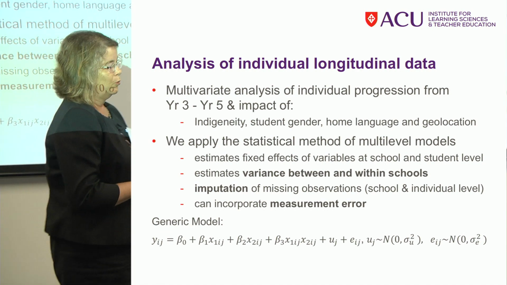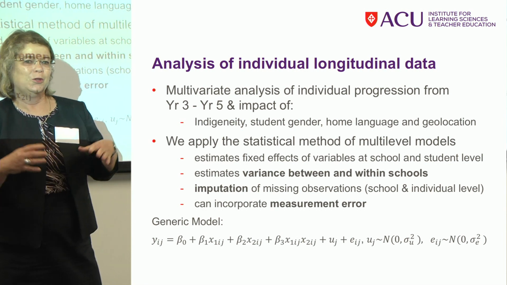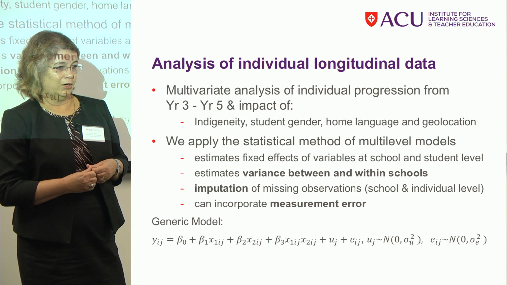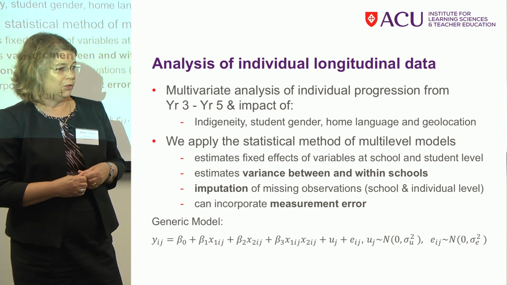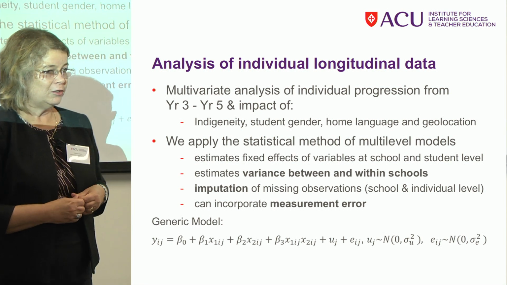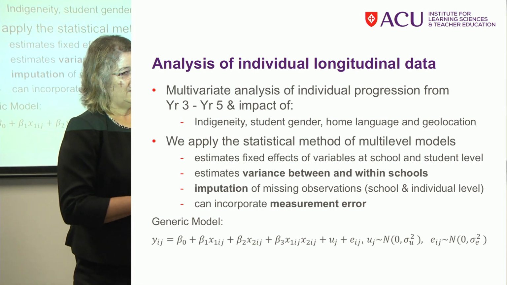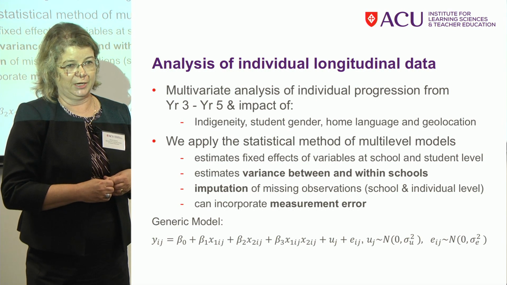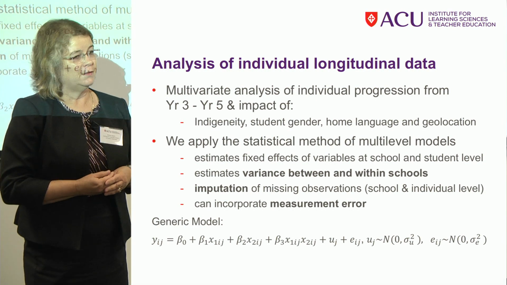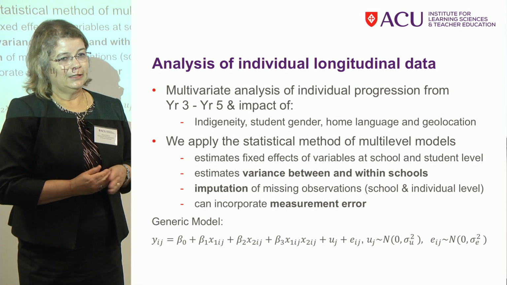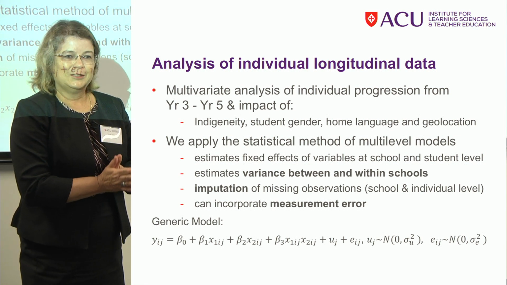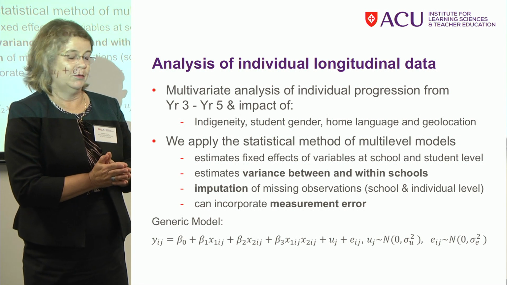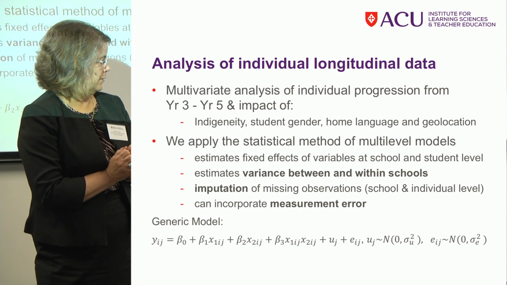we can also incorporate measurement error. So when the total score is estimated for reading and writing, this is computed from the various items that are tested, and there's measurement error involved with combining those items, so that's another source of variation. So we can control for all of these sources of variance and then estimate the factors that affect the growth in scores and achievement for individual students.